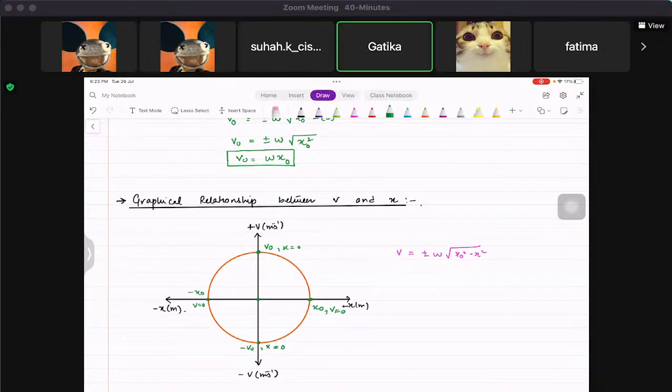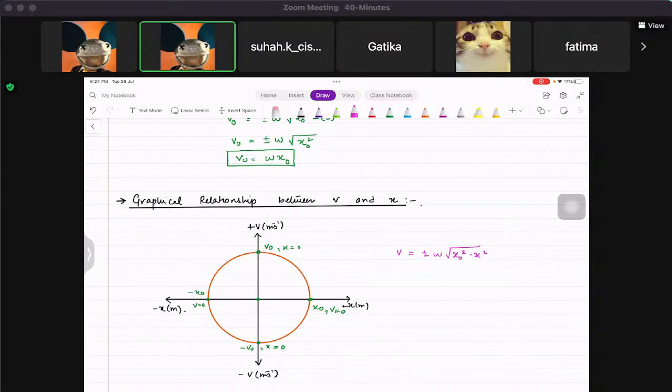Sir, how can we relate this to the equation? I mean, this graph and this equation. Basically this graph forms from this equation. So you can keep on putting values into this, and it will give you a particular value.